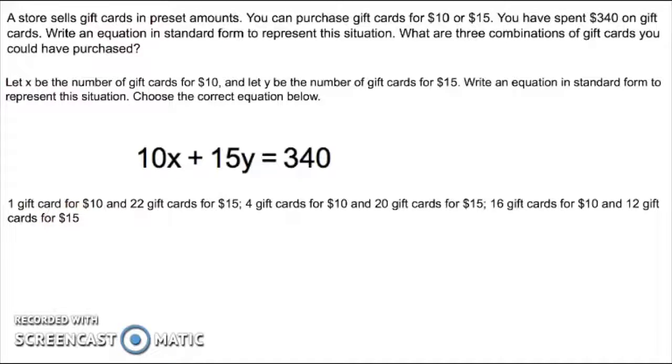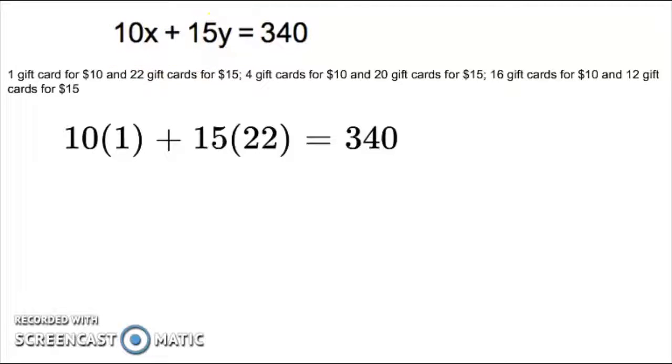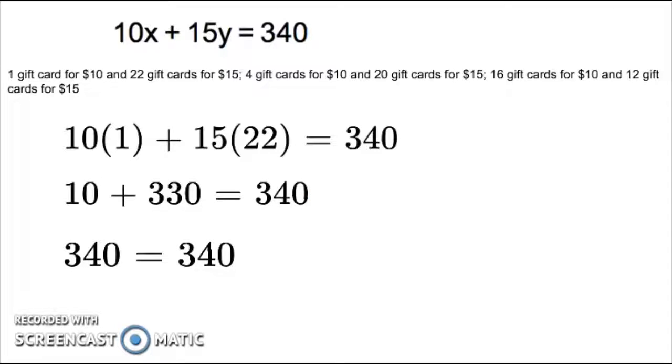So to check that, I'm going to substitute in each situation and show you why it's the correct one. So for the first scenario, we have 1 gift card for $10 and 22 for $15. So 10 times 1 is 10, 15 times 22 is 330. Those two add up to 340. So that is one possible combination to give you 340.